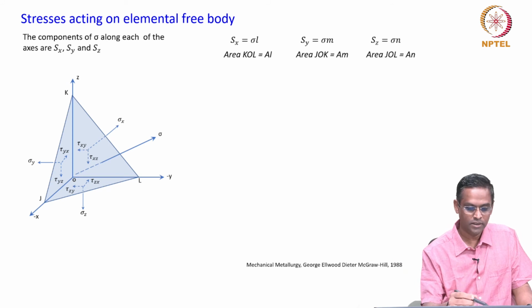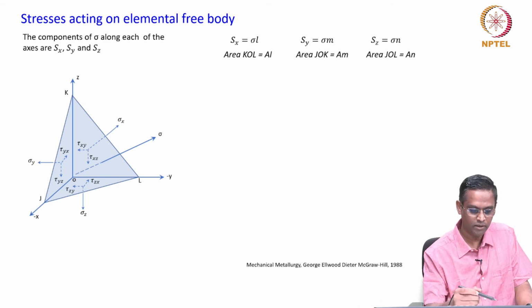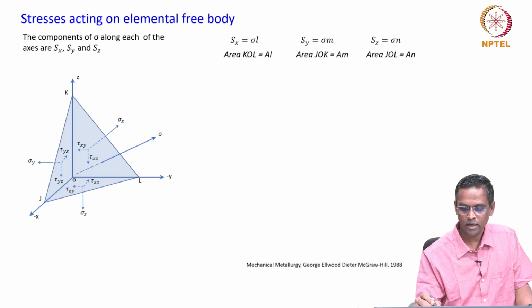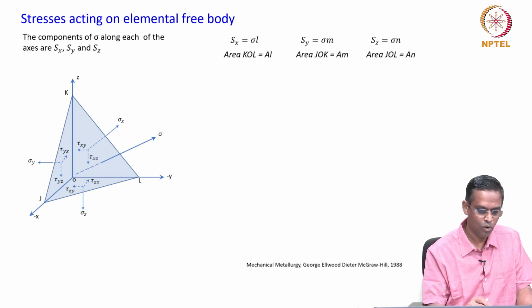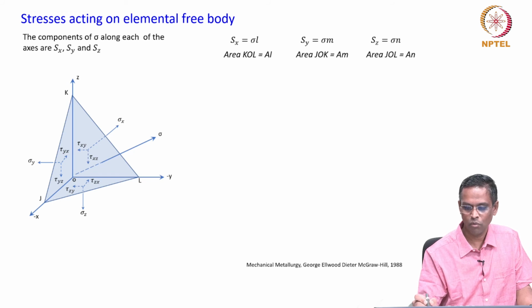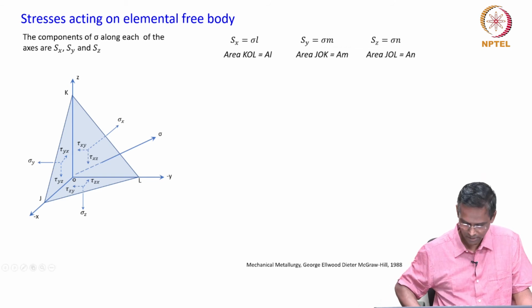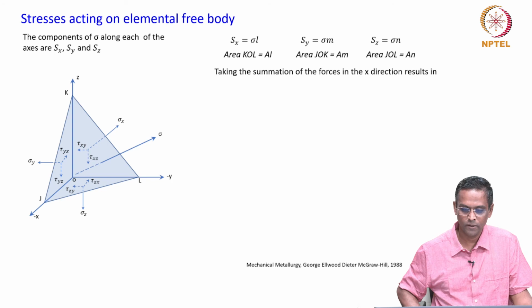And as I just said, what are the 2D planes we have to think of here? KOL is this plane, and the area of the triangle is A, and this belongs to the x direction, so it is multiplied by L. Area JOK, this plane, is associated with y, so it is AM, and then area JOL is AN. So, this is similar to what we have taken before.